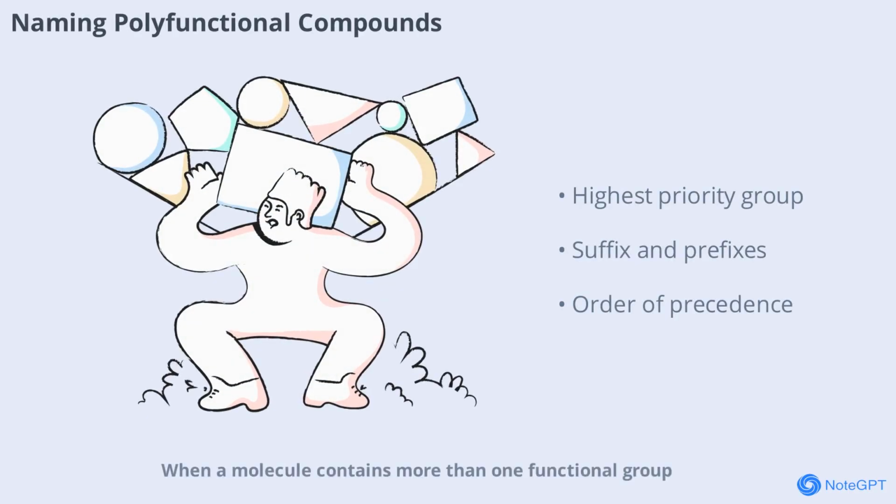When a molecule contains more than one functional group, the group with the highest priority determines the suffix while others are named as prefixes. The order of precedence is established by IUPAC rules. For example, a compound with both a carboxylic acid and an alcohol group is named as a carboxylic acid, with the alcohol as a hydroxy substituent. This ensures systematic and unambiguous naming.